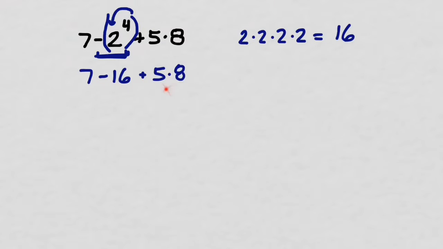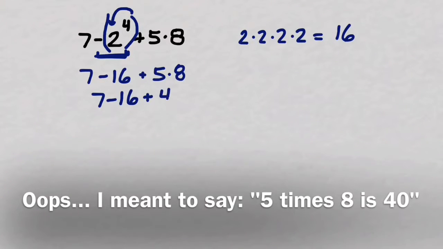And now we look at this expression and think about, what should I do next? What would be the next operation that I should tackle? So the dot here represents multiplication, and that has a higher priority than the other operations. Subtraction and addition have a lower priority than multiplication, and so I want to multiply. So I have 7 minus 16 plus 5 times 4 is 40.